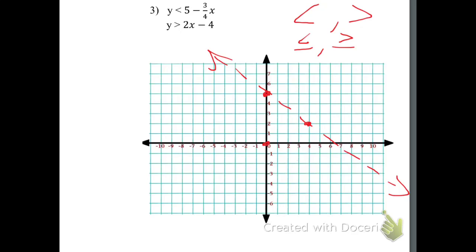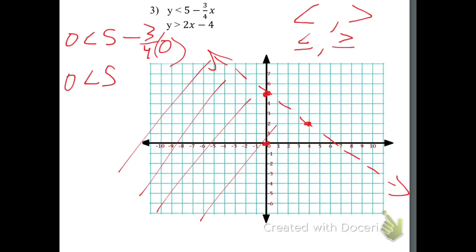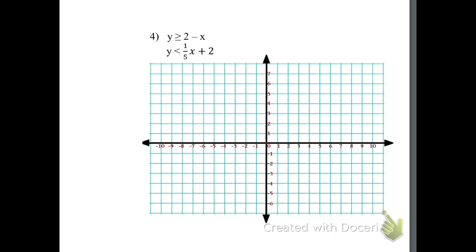Okay, so plug in the point 0, 0. y is 0, and x is 0. And so is 0 less than 5? Because 3/4 times 0, that's 0. So 5 minus 0, you get 5. Is 0 less than 5? It is. So we're going to shade this way, down towards the point 0, 0. So the first one on 3 is done. Let's jump over and do the second one.